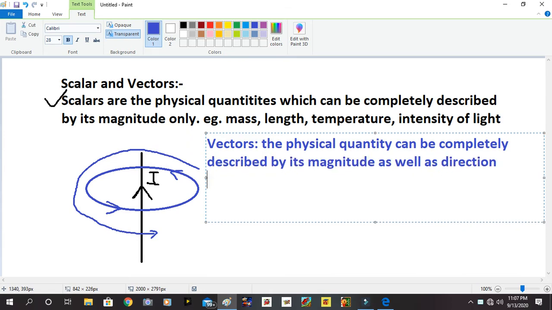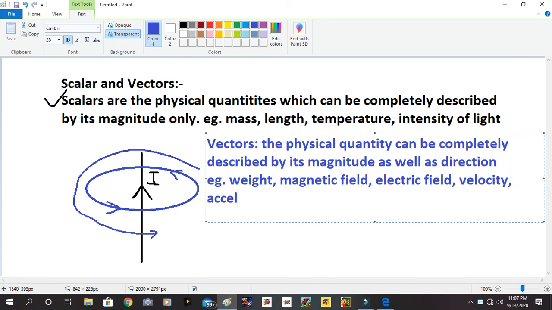For example, weight, because you know that weight is always directed downwards. Magnetic field, electric field, then velocity, acceleration, force. These are quantities which completely depend upon the magnitude as well as direction.